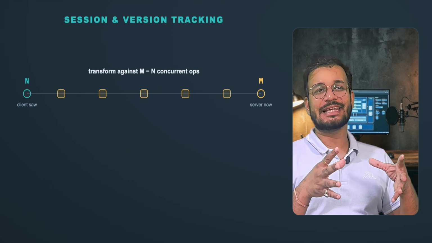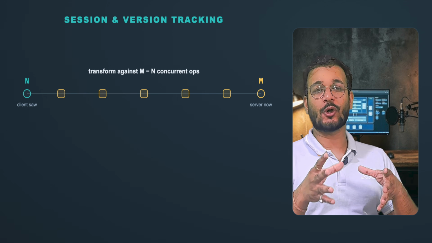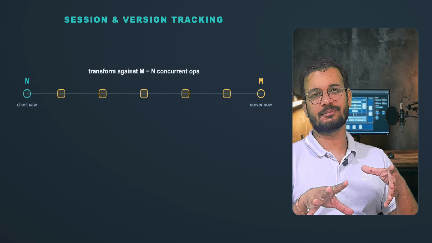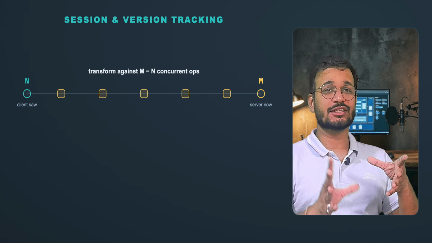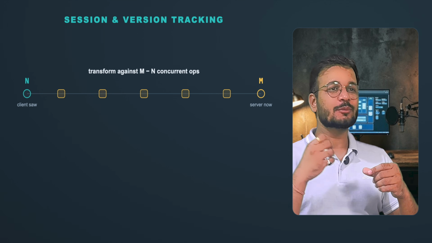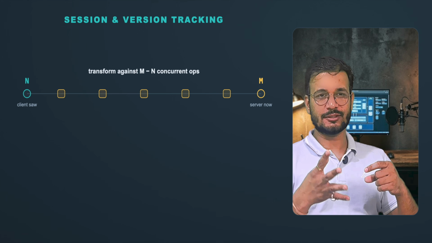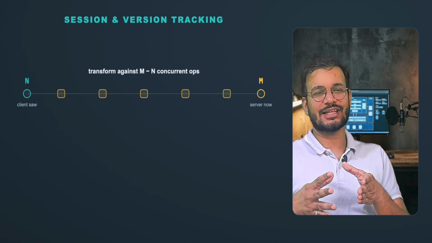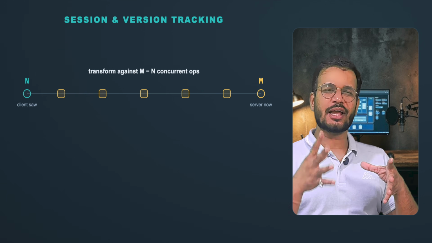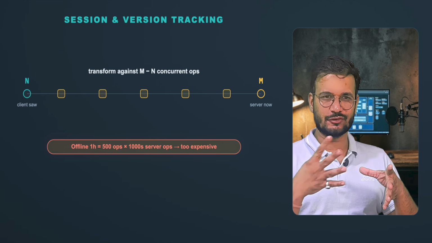The server maintains an operation log keyed by document ID and version ID. When a new operation arrives, the server looks up the operations after the client's version and transforms the incoming operation against them in order, applies the transformed operation, increments the server version, and then broadcasts. This works fine for small documents and small divergences.